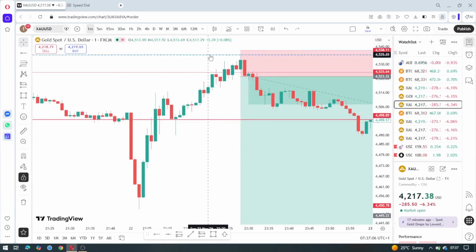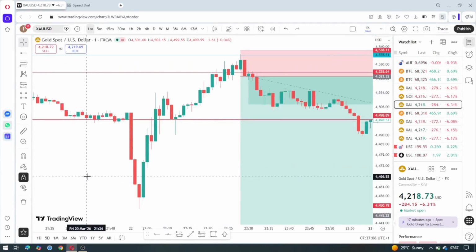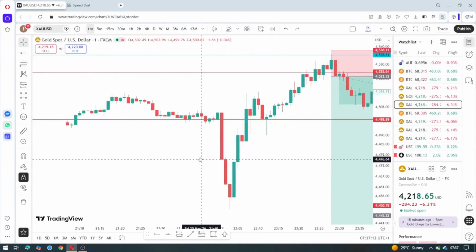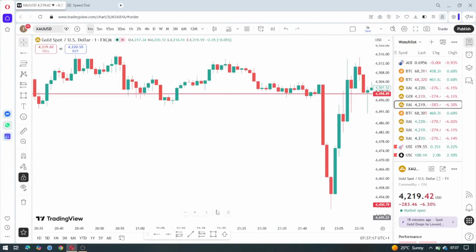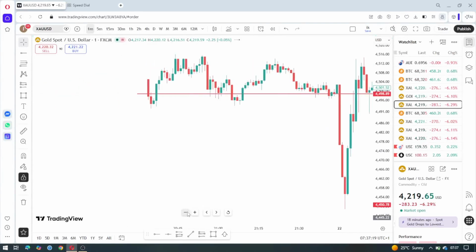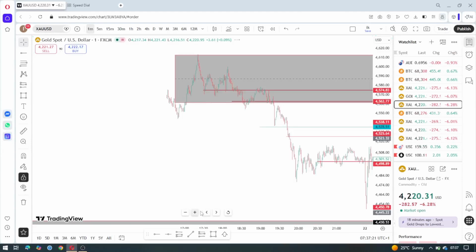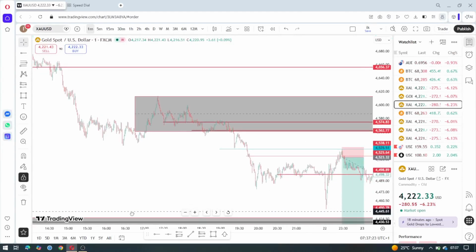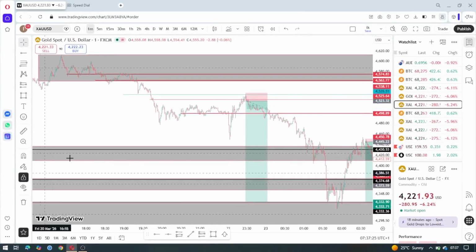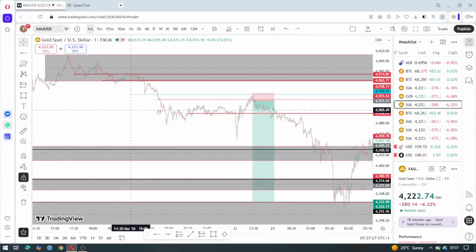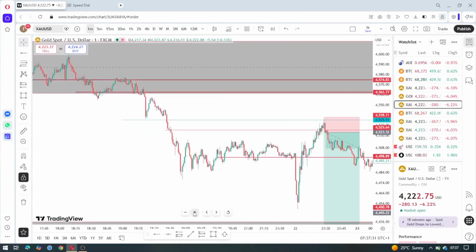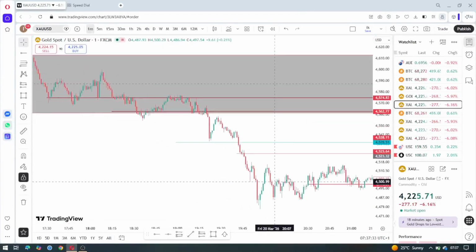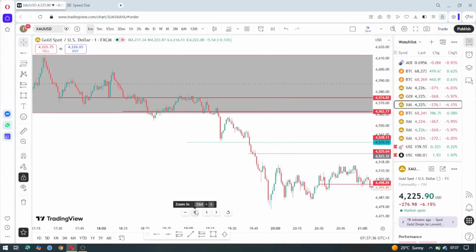Now, this line, what does it represent? This line represents a support, a turned resistance. Let me see if I can show you properly. All right. So, did you see it? This here. Let me try to zoom in after getting here. Let's see if we can get it clearly. All right. I want you to see everything I'm explaining.